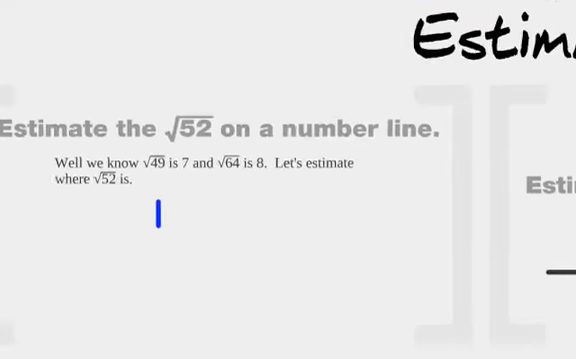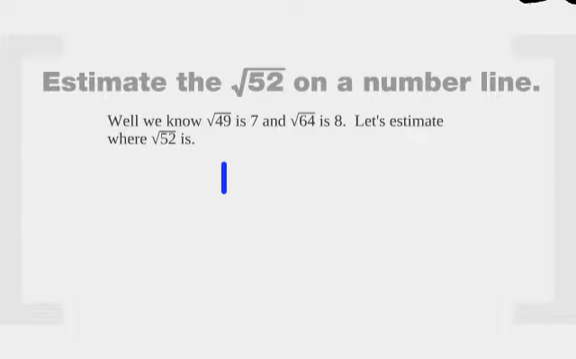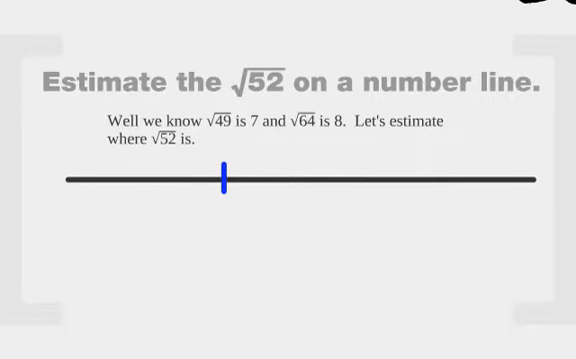All right, so let's talk about how to estimate, okay? Let's do this. Estimate the square root of 52 on a number line. Well, we know that the square root of 49 is 7, and we know that the square root of 64 is 8. So let's estimate where the square root of 52 is. Here's our number line. Here's 7. Here's 8, because remember 7 is the square root of 49, and 8 is the square root of 64. The square root of 52 would go somewhere right there.